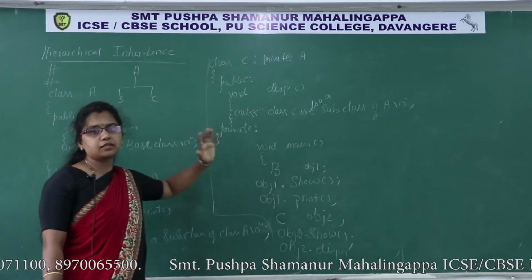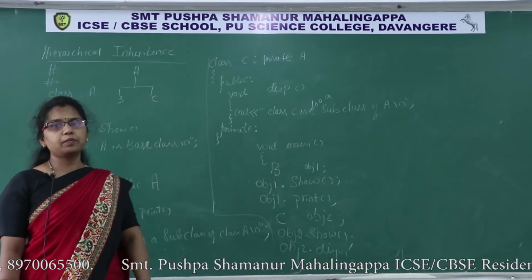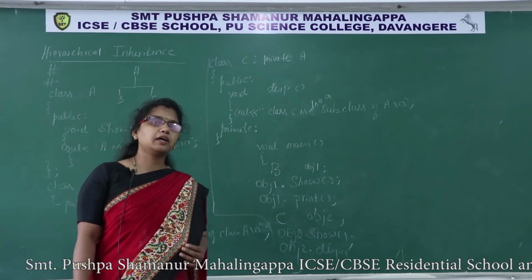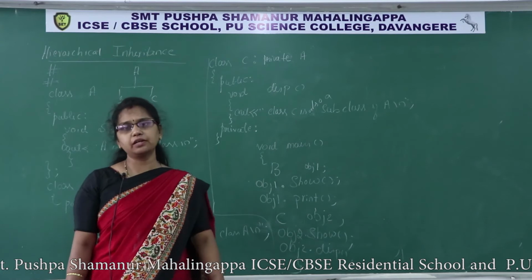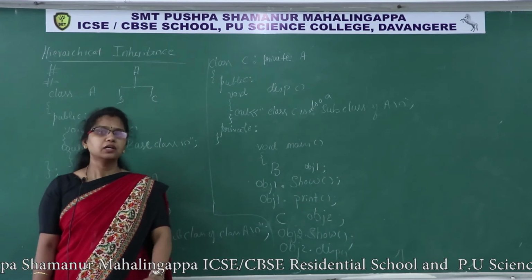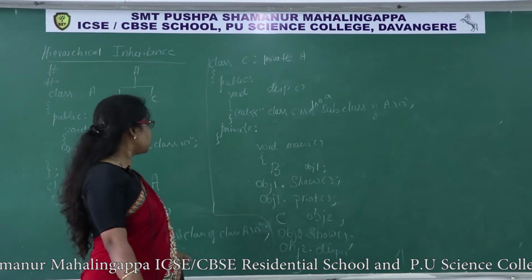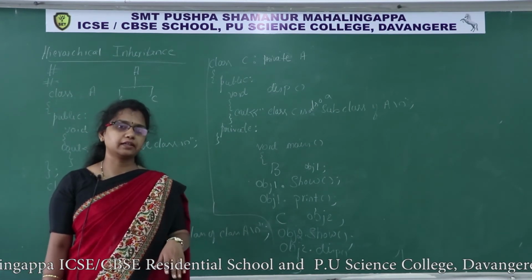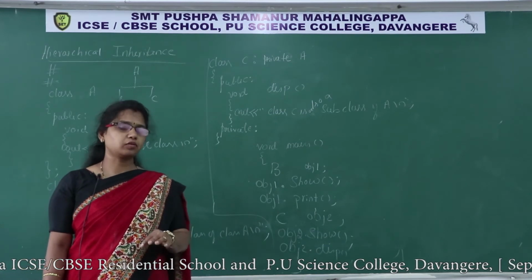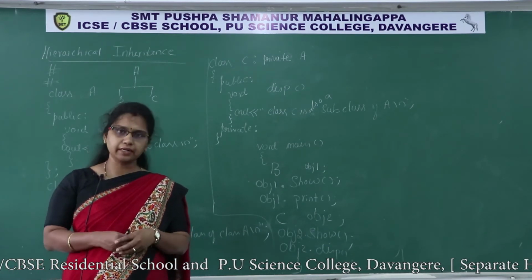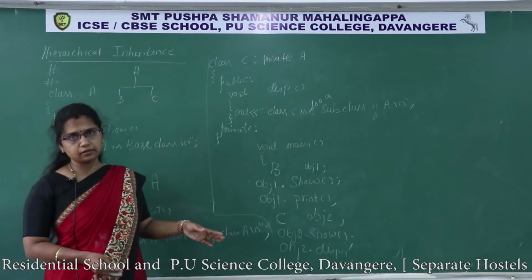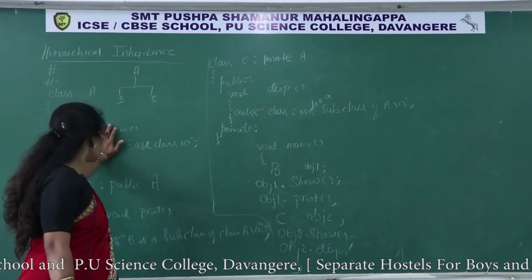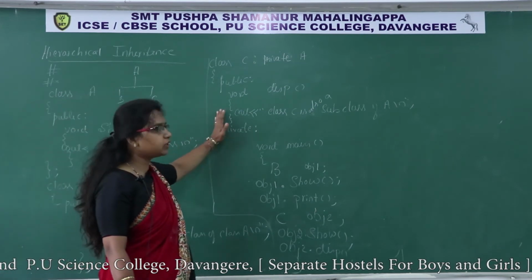Which members of the base class are inherited to the derived class? Public members and protected members. What are not inherited? Private members and constructors. Private members cannot be inherited to the derived class, and constructors are also not inherited to the derived class. So this makes it clear which members of the base class are inherited to the derived class: the protected and public members. In this particular example, the base class has only a public member function, so this public member function is inherited to the derived class.